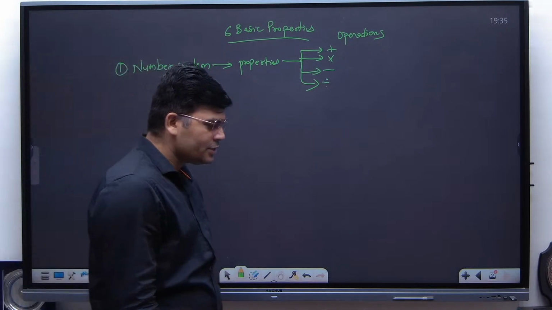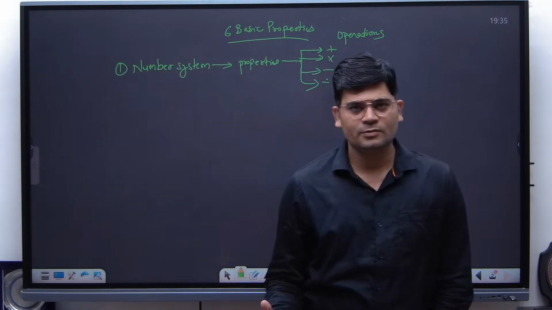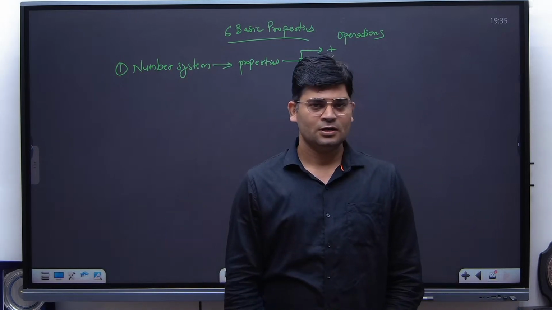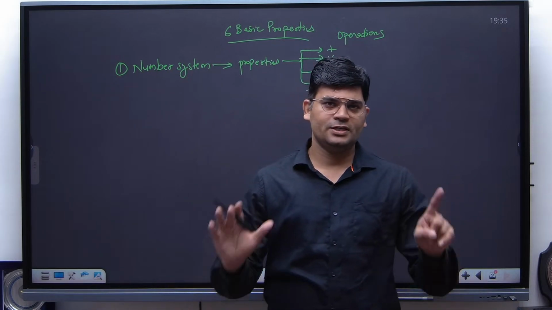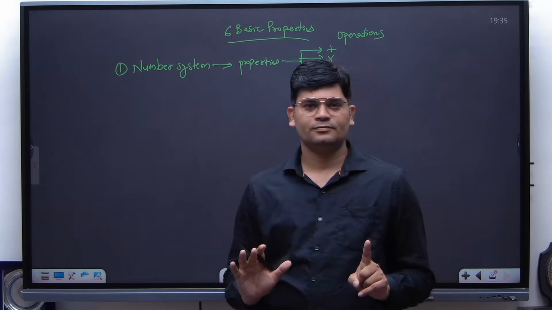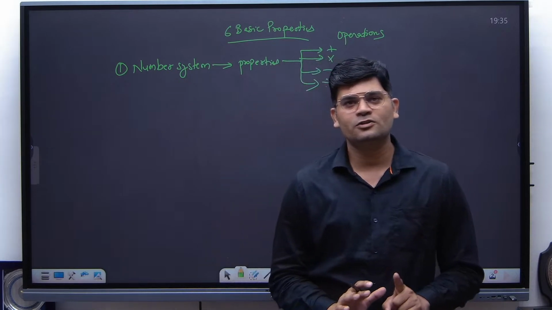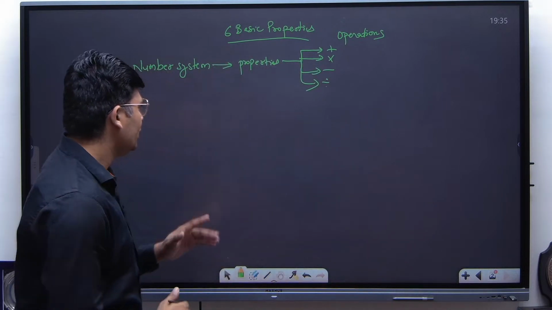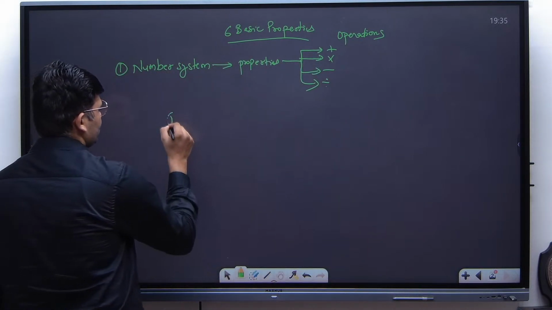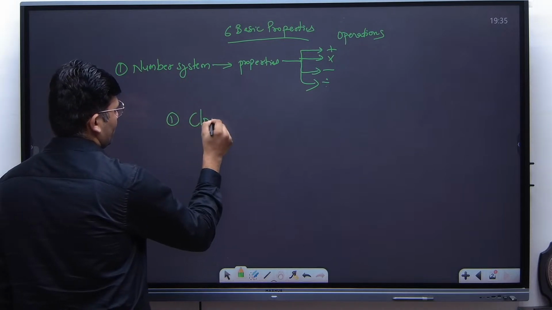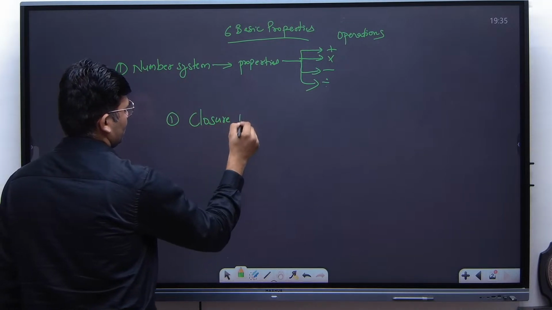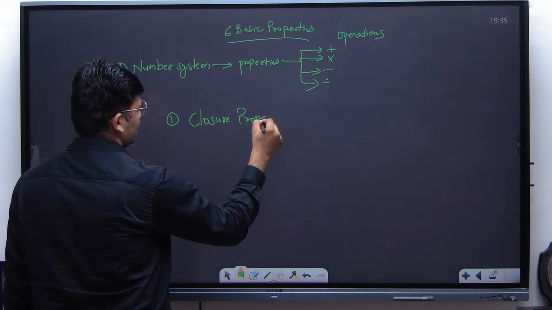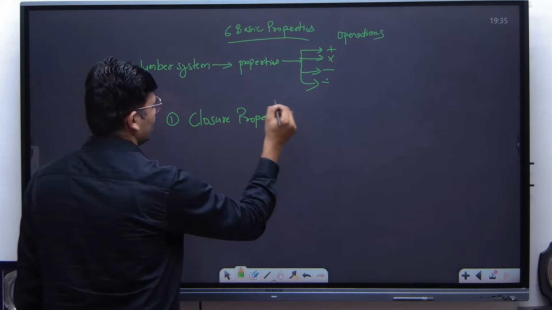First of all, you should understand that there is a number system. In that number system there are properties. How many properties are there? There are 6 basic properties of mathematics, and we will come one on one for each. So the first property is known as closure property.